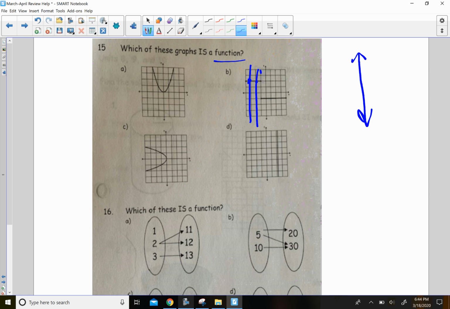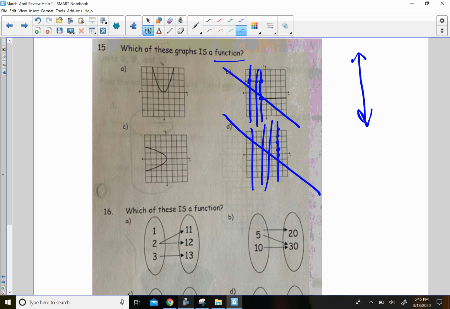If I draw it right here, it's hitting it not once, but twice. So this one is not a function because it fails the vertical line test. If I look at D, it doesn't hit it at all, doesn't hit it at all, that's okay. But right here on the line, it's hitting every single point on this line. So again, it doesn't pass the vertical line test. It hits the line more than once.